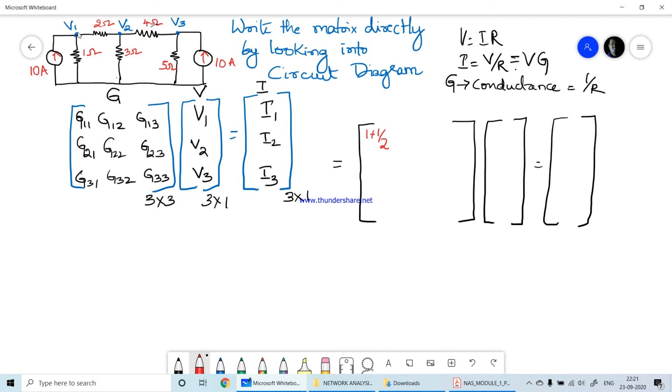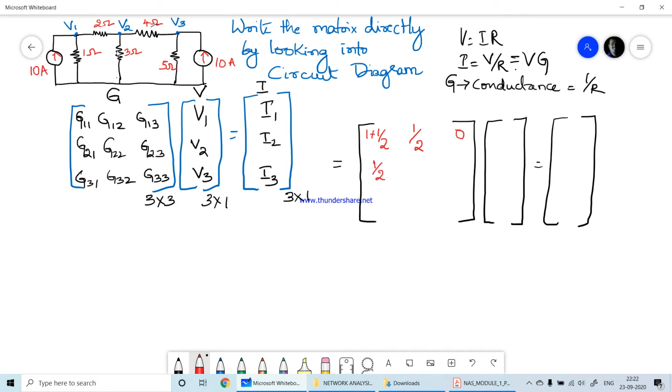Similarly G12. Between node 1 and node 2 we have 2 ohms, so the conductance related to 2 ohms is 1 over 2. Between node 1 and node 3 we don't have any resistance in common, therefore that will be taken as 0. Between 2 and 1 we have again 2 ohms connected there, so we'll say 1 over 2.